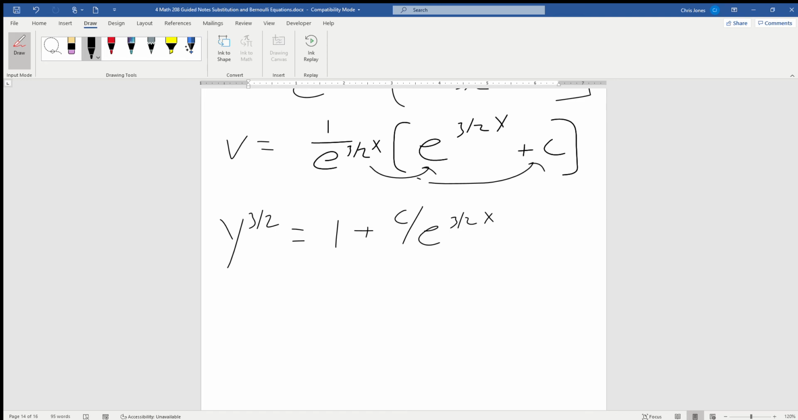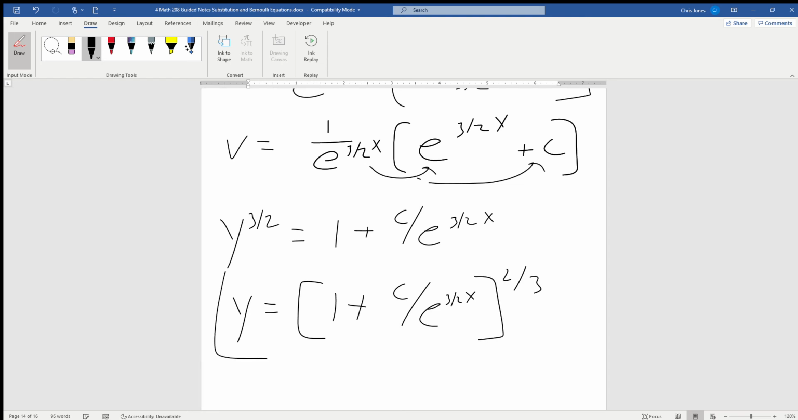We can't distribute that 2/3 power. So y is going to be equal to the quantity of 1 plus c over e to the 3 halves x to the 2/3 power. And we can leave it like that. No reason to try to doctor it up anymore at that point.